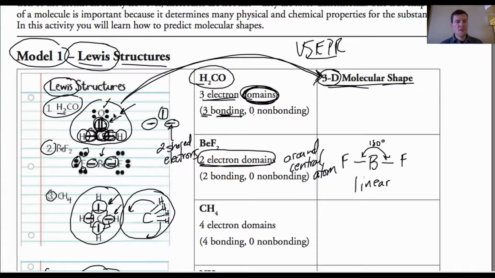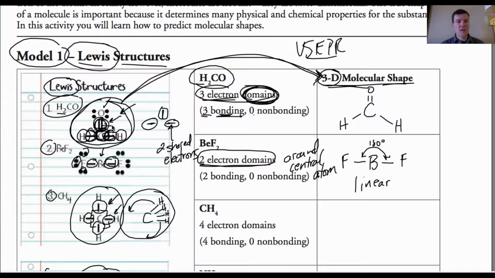Here we go, our first one. We have 3 electron domains around this carbon. So this would be carbon double bonded with this oxygen up here, bonded with this hydrogen, and bonded with this hydrogen. Notice that this Lewis structure, I wasn't concerned about where I would place these electron regions.